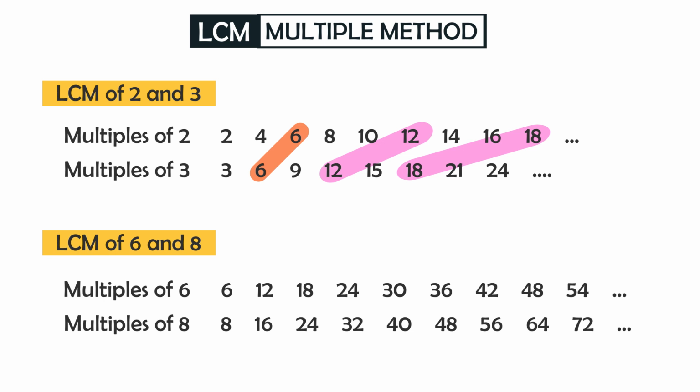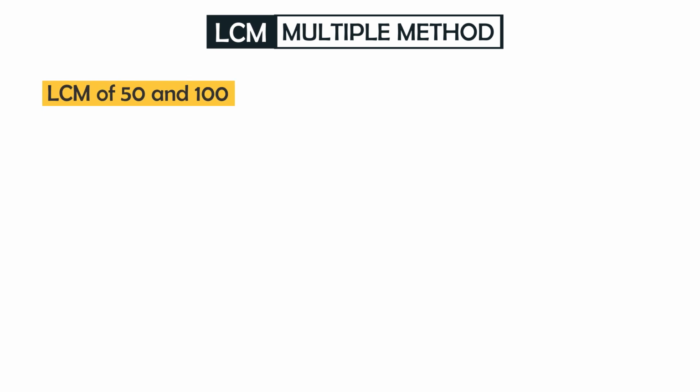Now what are the common multiples? Common multiples are 24 and 48 and so on. Among them, 24 is the lowest. So, LCM of 6 and 8 is 24. Now let's find the LCM of 50 and 100 using the multiple method.